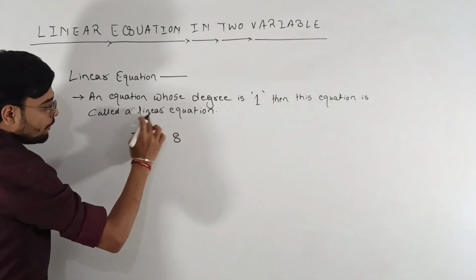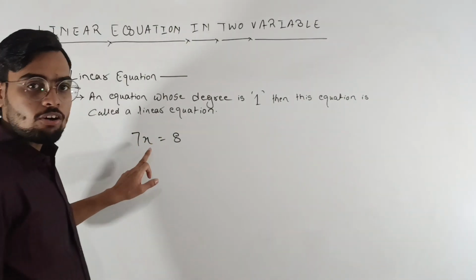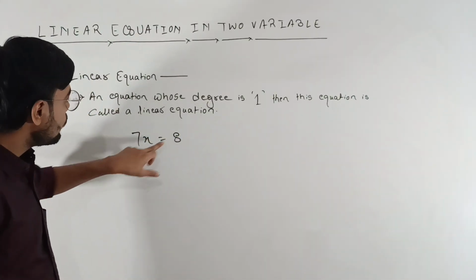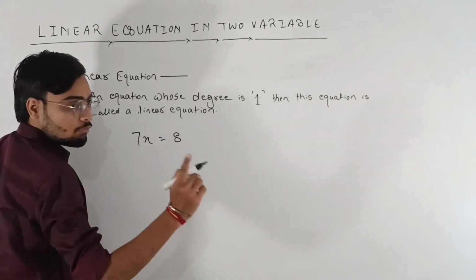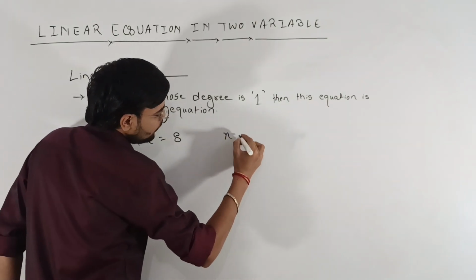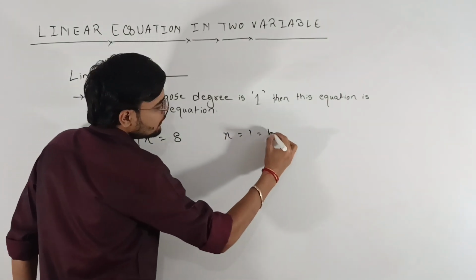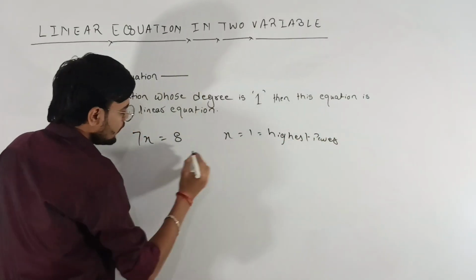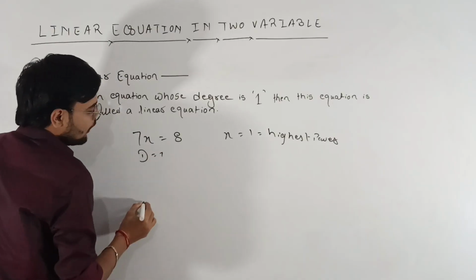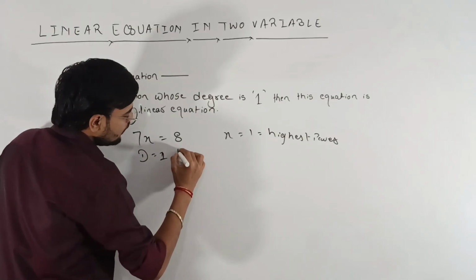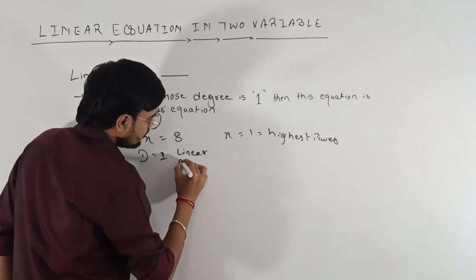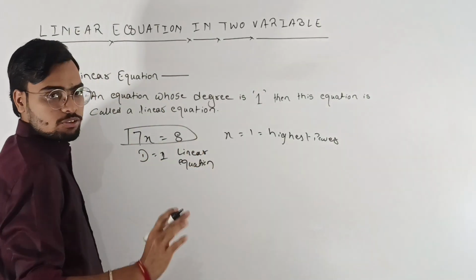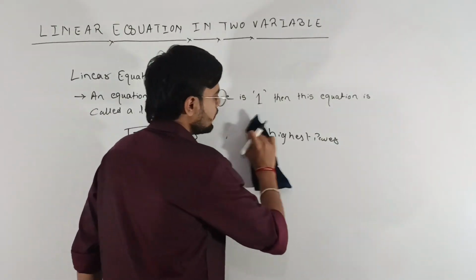Look, 7x is equals to 8. This is an equation. Now we have to look whether this equation is linear or not. For this, we have to look for the degree, and degree is the highest power of the variable. Look, the power of x is 1, and this is the highest power. Now the highest power is 1, then the degree is 1, and when the degree is 1, then this is a linear equation. Understood?